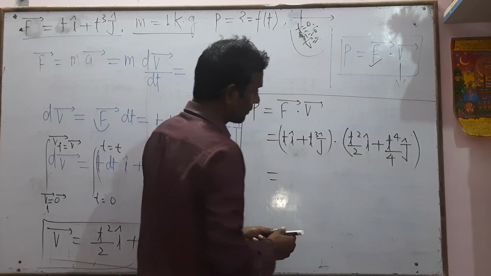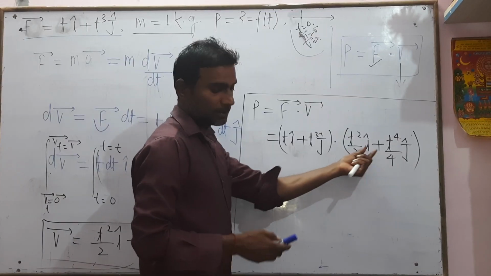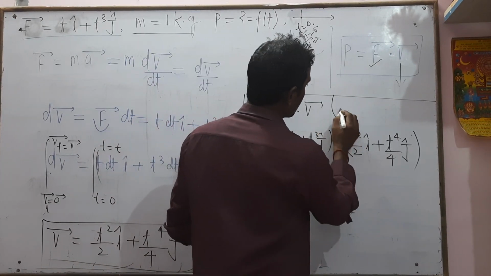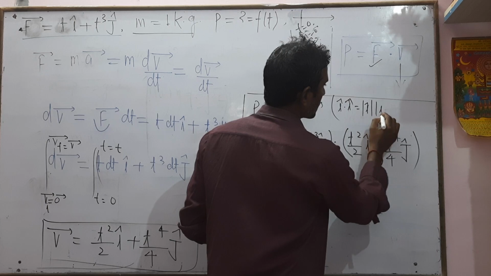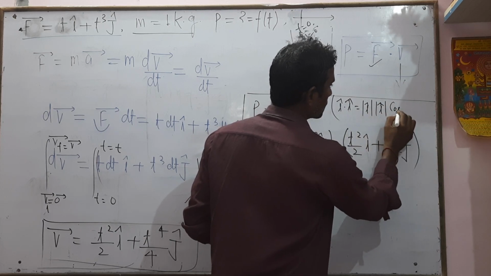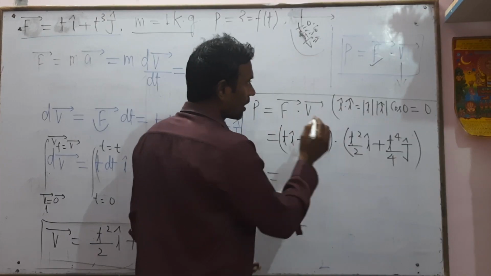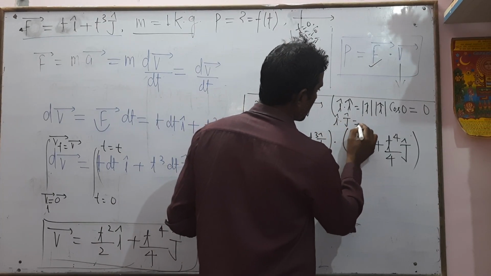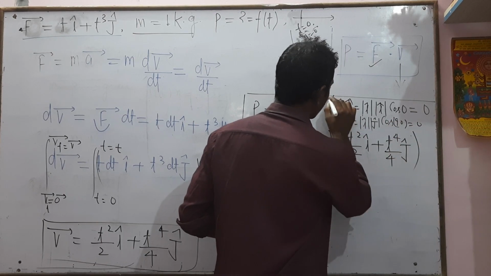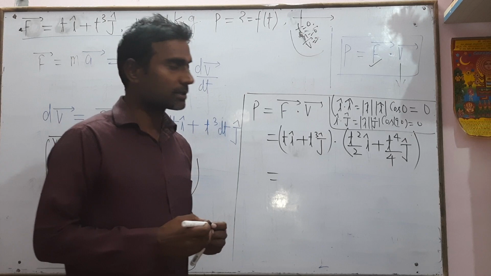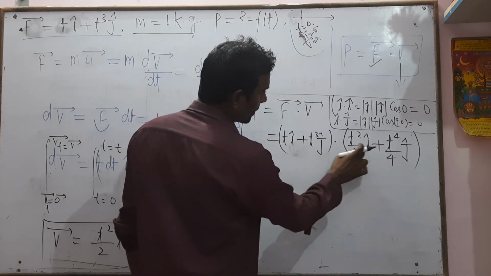For the dot product of two vectors, i cap dot i cap equals 1, because i is a unit vector and the angle between i and i is 0, so cos 0 equals 1. And i cap dot j cap equals mod of i cap times mod of j cap times cos 90, which equals 0, because i cap is the unit vector along the x-axis and j cap is the unit vector along the y-axis, so the angle between them is 90 degrees.